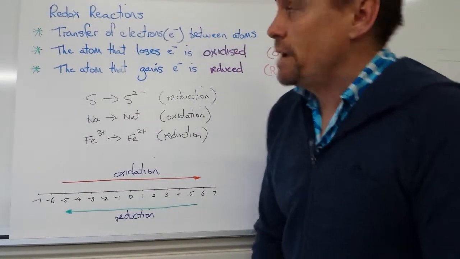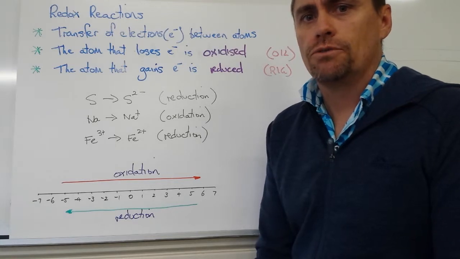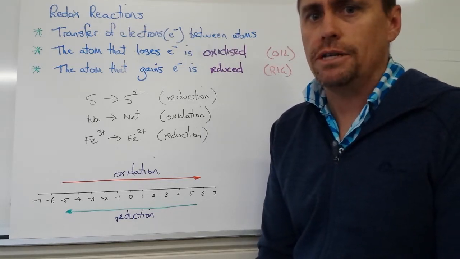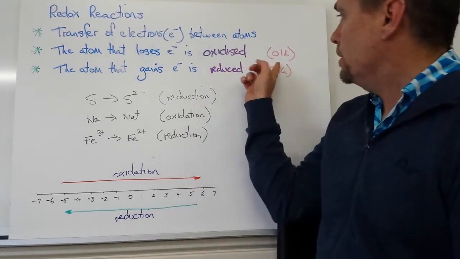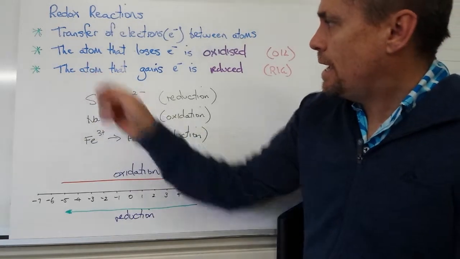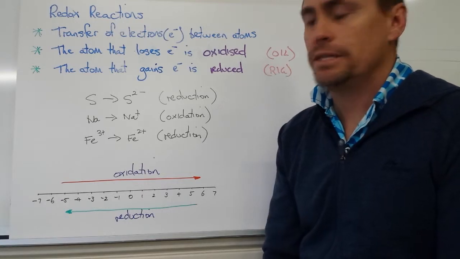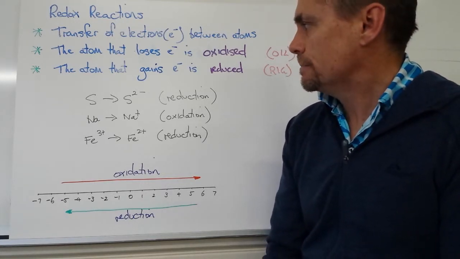Let's have a look at redox reactions. Redox reactions involve the transfer of electrons from one atom to another. So an atom that loses an electron is oxidized, and a way to remember this is with the acronym OIL, and OIL stands for oxidation is loss. On the other hand, an atom that gains an electron is reduced, and we remember this from the acronym REG, reduction is gain in electrons.